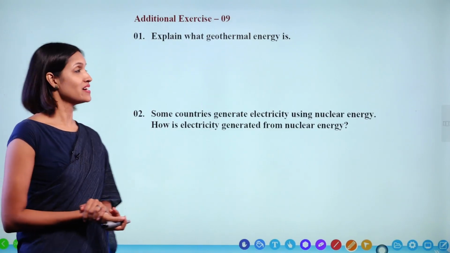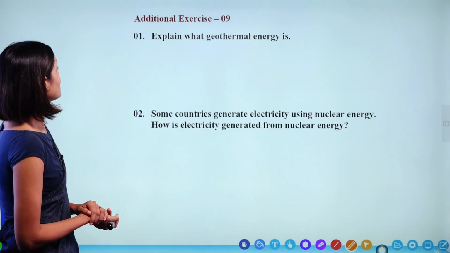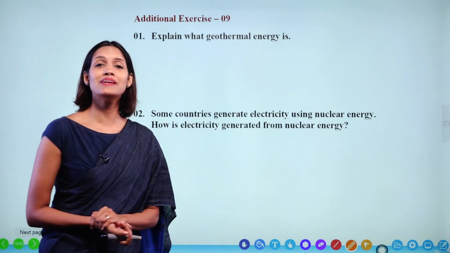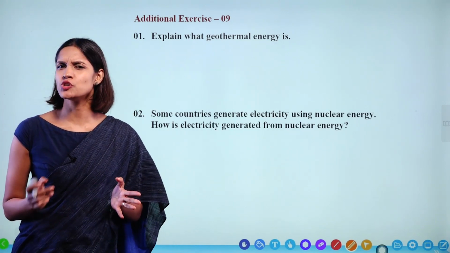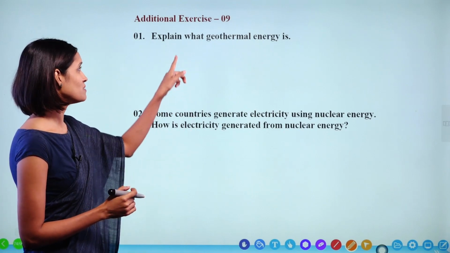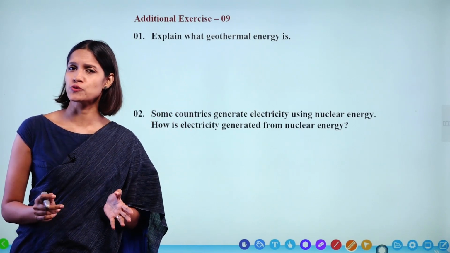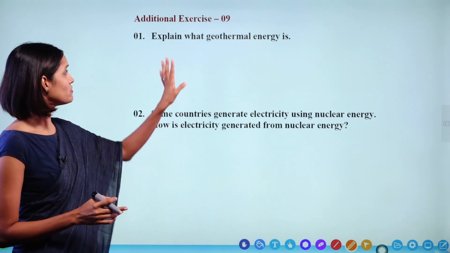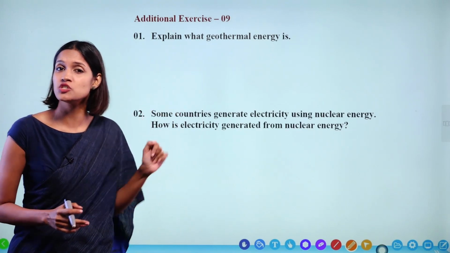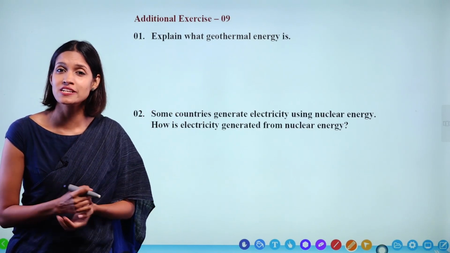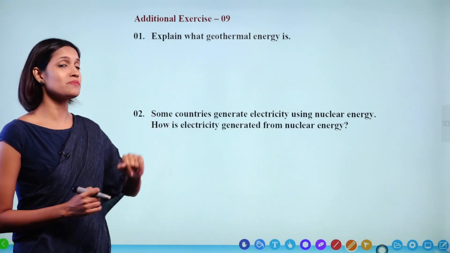Additional exercise 9. Number 1. Explain what geothermal energy is. What is geothermal energy, children? Now, geothermal energy is a type of energy source. Do you remember how did we use this? How can we use this geothermal energy to generate electricity? So what is geothermal energy?